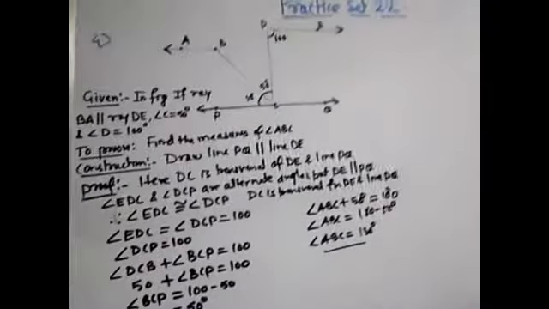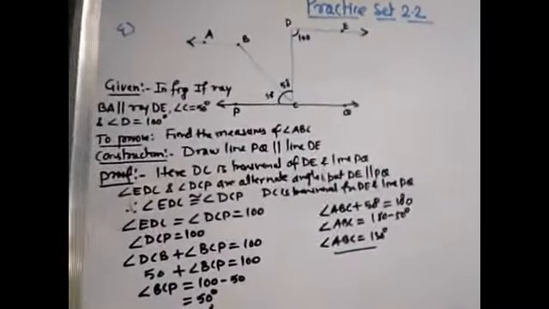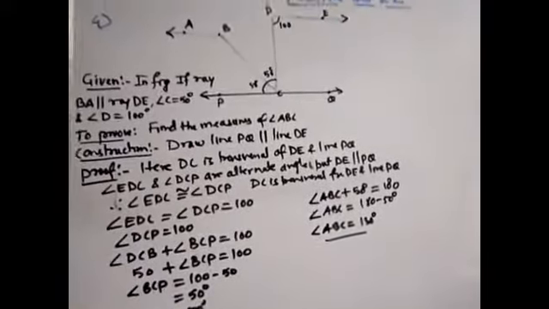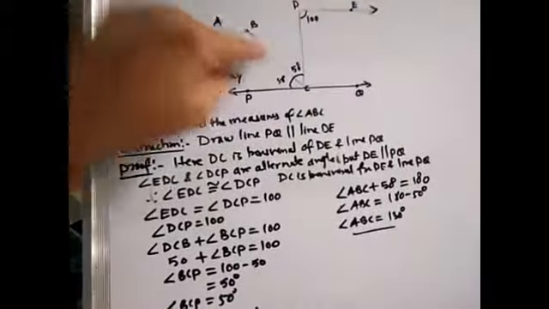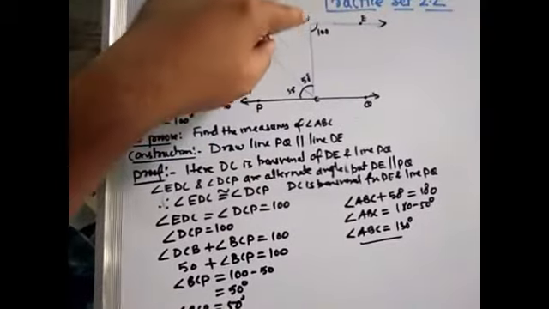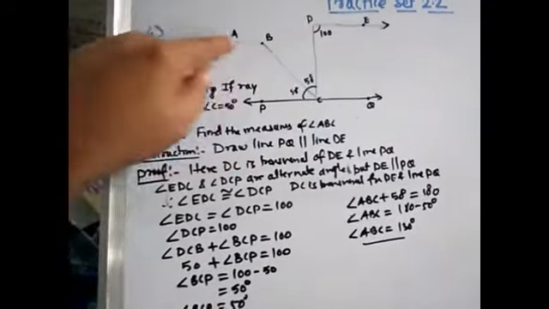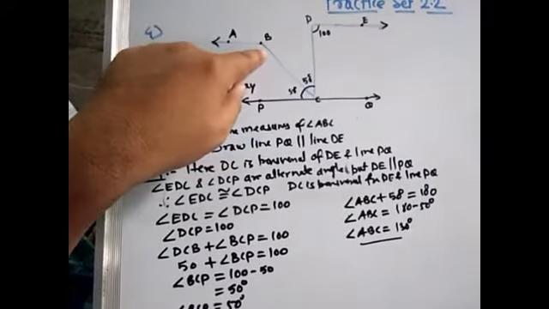So see, different criteria were used in this problem. First we find out this BCP. Already we know that DCP is 100, then BCP is 50, then ABC that we want to find out is 130 degrees.